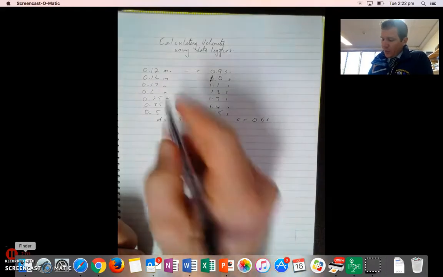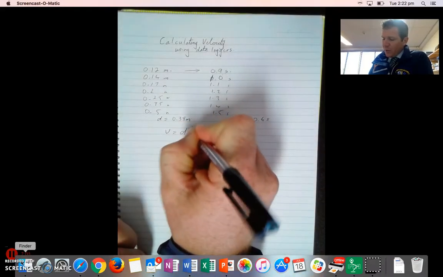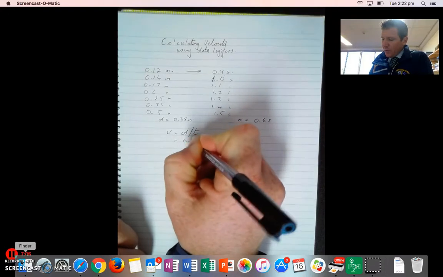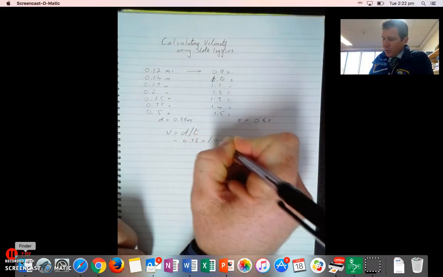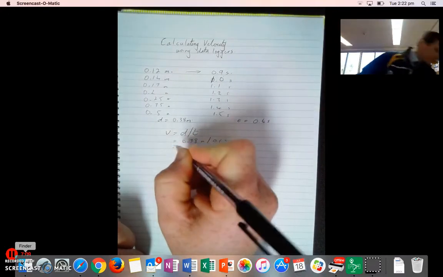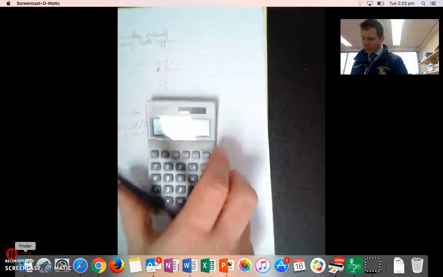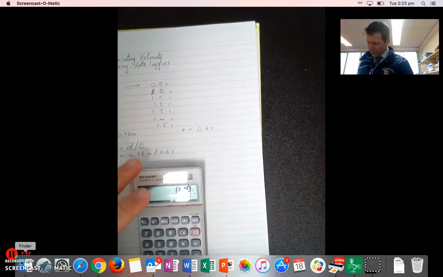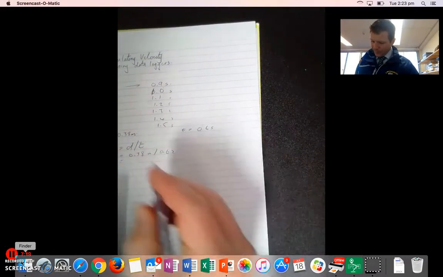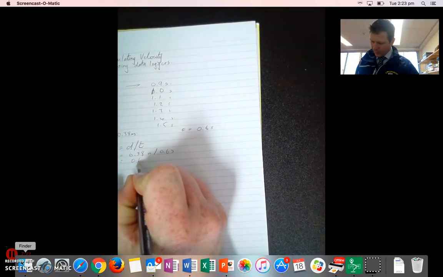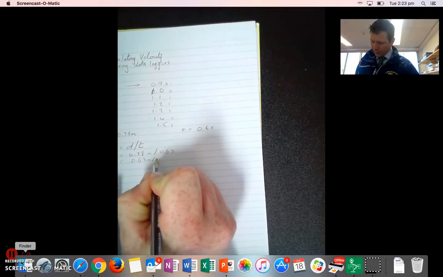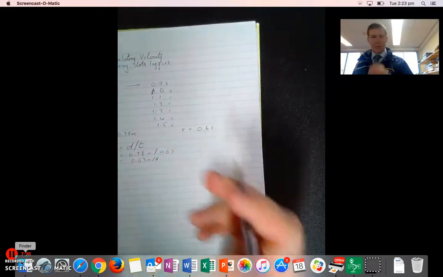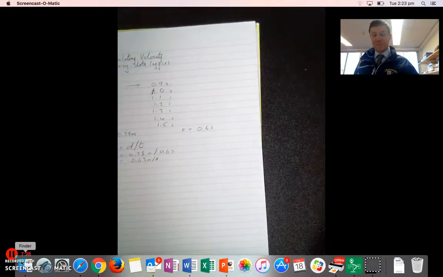So we can go velocity equals distance over time, equals 0.38 meters over 0.6 seconds. Let me get myself a calculator, I can't do it in my head. 0.38 divided by 0.6 equals 0.63 meters per second, which is fine because I was moving pretty slow.